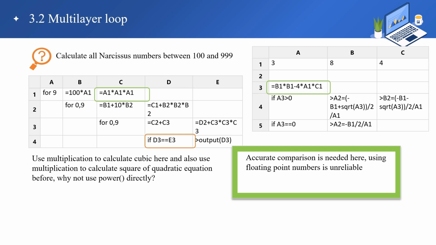Also because of this, we should write for 0,9 instead of for 10, otherwise it is a bit troublesome to write multiplying b2 minus 1 3 times. The reason why we didn't use power function to calculate square before is that it is not difficult to write self-multiplication twice, and it will be much slower to calculate with exponent and logarithm, so it is also written as self-multiplication. These are also details that you need to pay attention to when programming.